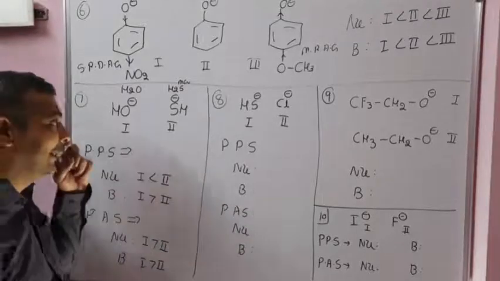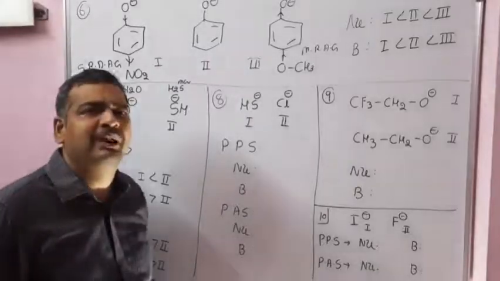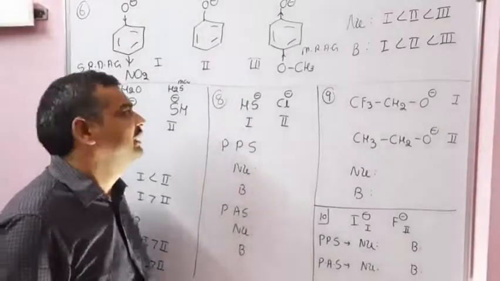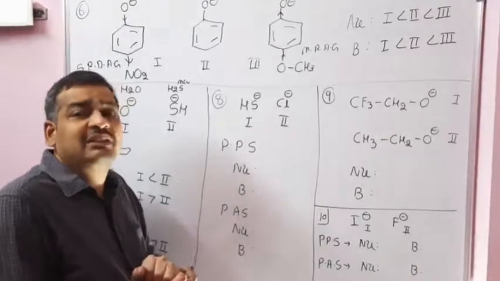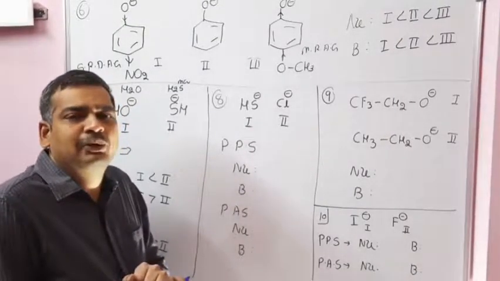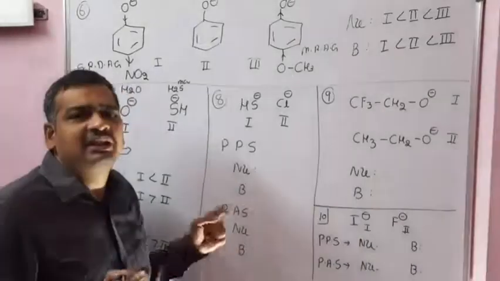Okay. Now see, HS minus and Cl minus. These two are in the same period, sulfur and chlorine, 16 and 17. In a period, the size difference is negligible. If size is negligible, there is no solvation effect. That means protic solvent and aprotic solvent have the same order.